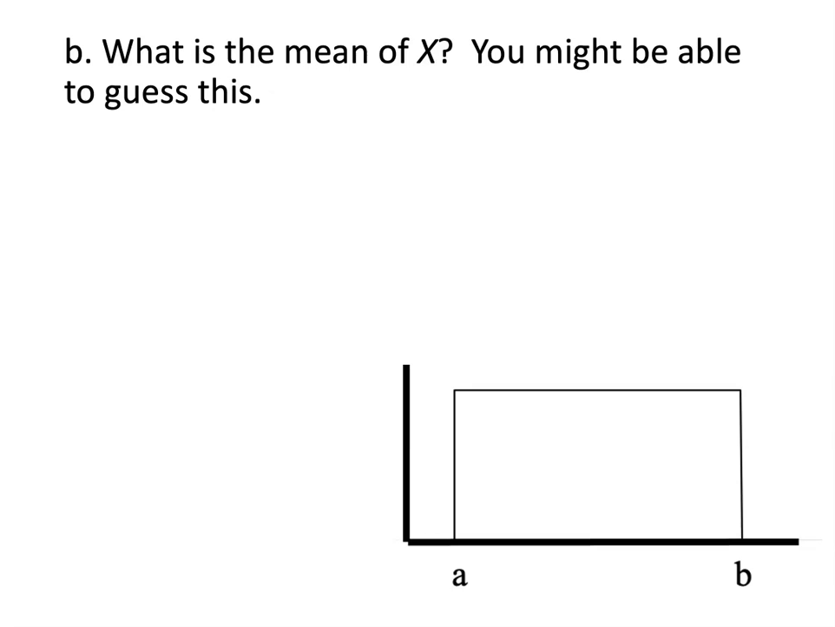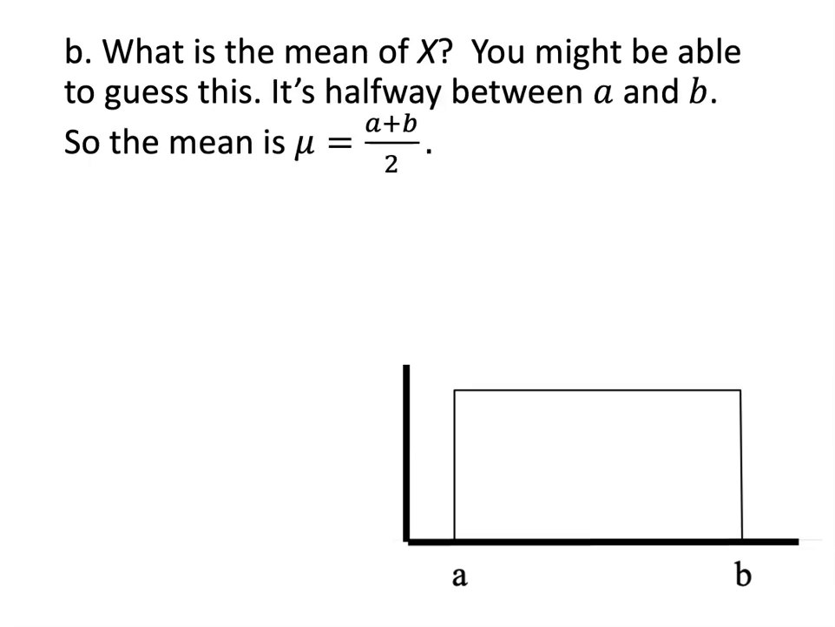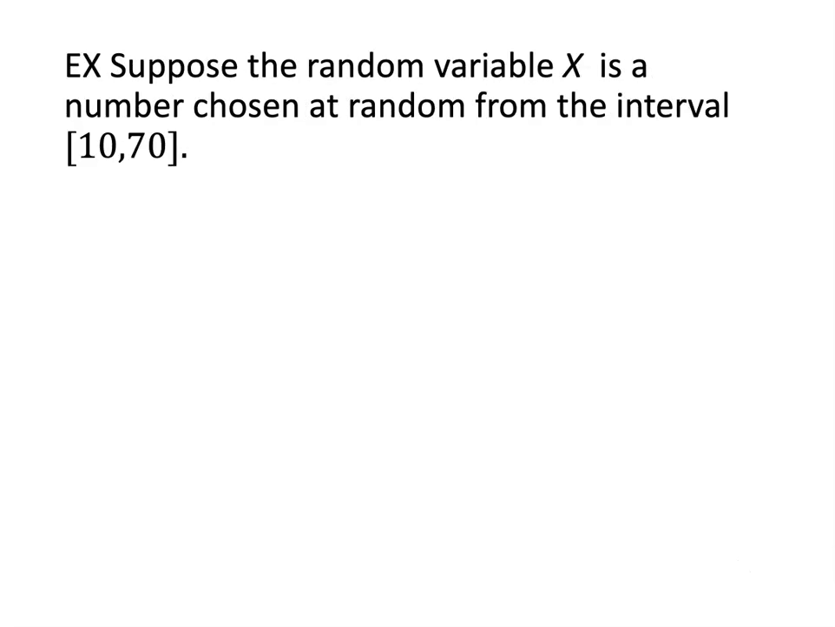What's the mean of x? You might be able to guess this. Hey, it's halfway between a and b. I'd say it's about over here. So the mean is mu equals a plus b over 2, the average, the mean of the endpoints. The variance is sigma squared. That's b minus a squared over 12. I'm not going to prove it. Just trust me with that one.